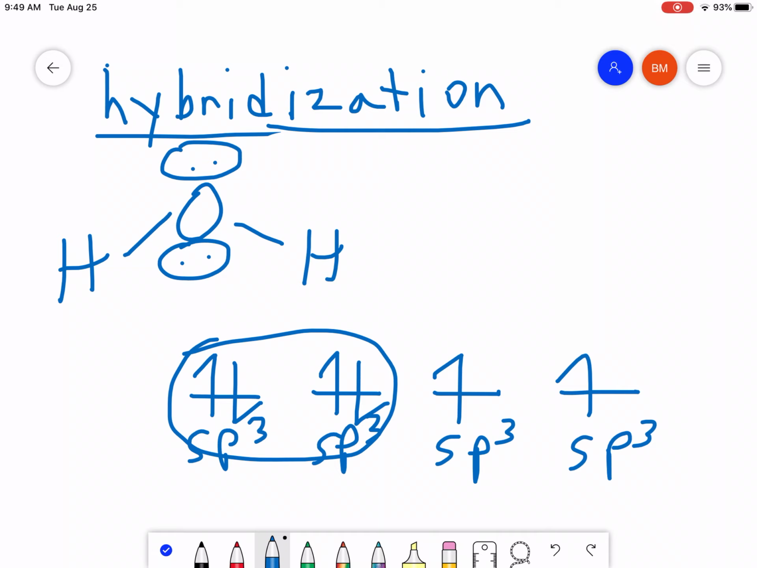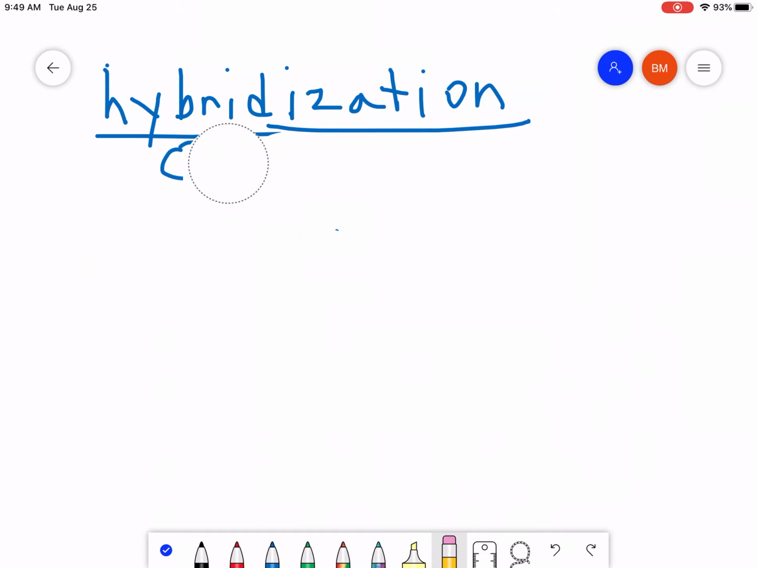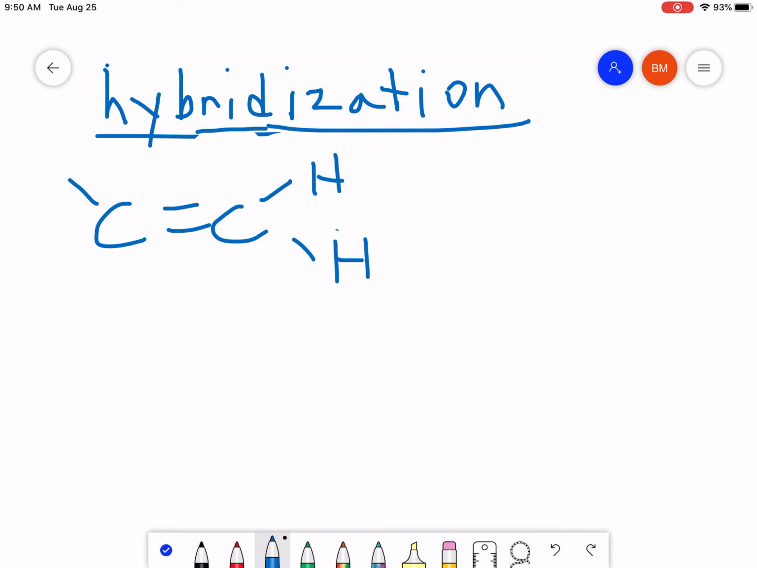Alright, so those are some good examples of how you can form sp3 orbitals in order to explain some of the common bonding patterns. Now, sp3 orbitals aren't the only ones that we can make, though. Let's take a look at this example. We're going to toss a double bond in there. And we could look at either one of the carbons. I'm just going to pick that one, just for funsies.